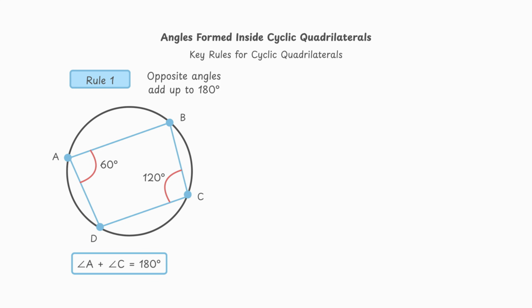Now this is very important. If you know one angle, you can always find the opposite angle. For example, if angle A is x, then angle C must be 180 minus x. This is a key rule that appears often in exam questions. Now let's move to Rule 2.